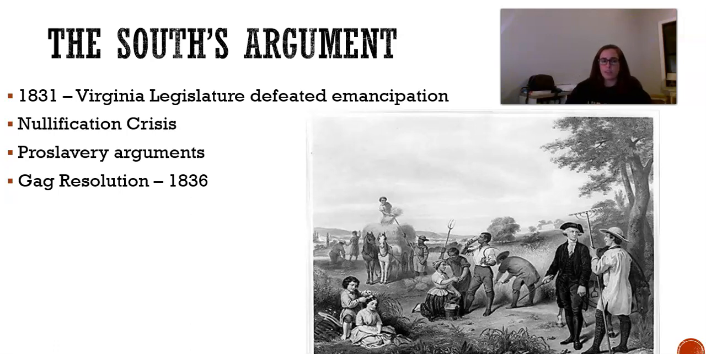Well, in 1836, the House of Representatives passes this. It's called the Gag Resolution. Essentially, they were seeing so many arguments come up against slavery, and finally they just said, we're cutting it. No more. No more talk about abolitionism. And they passed this. It really did prohibit debate or arguments about slavery.